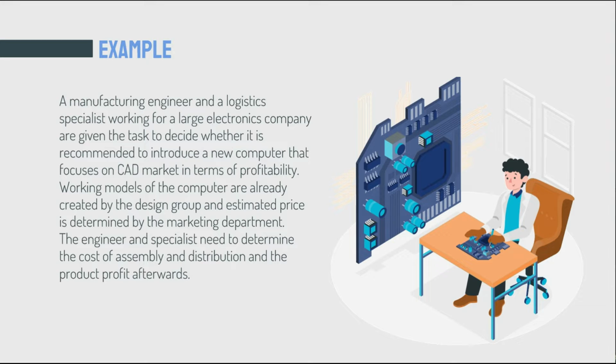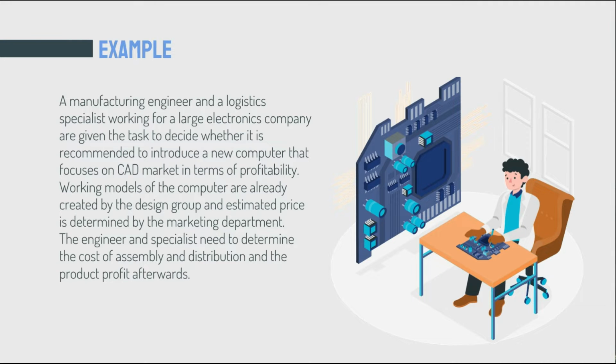Now they want to decide. They know already that how the PC looks is already designed by the design group, and the price expected for that PC is determined by the marketing department. Now, what does the engineer and specialist need to do here? They need to know the cost of the assembly and the distribution of the product. So they want to focus on the manufacturing side of the problem.